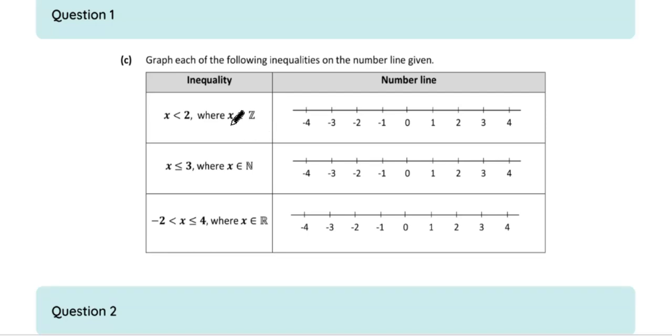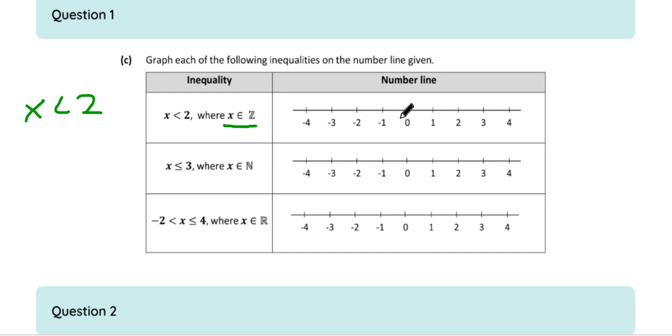Recording this, okay? So what does x ∈ ℤ mean? It means positive and negative whole numbers. What does x < 2 mean? All the numbers smaller than 2. Don't include it unless it has an equal sign underneath.